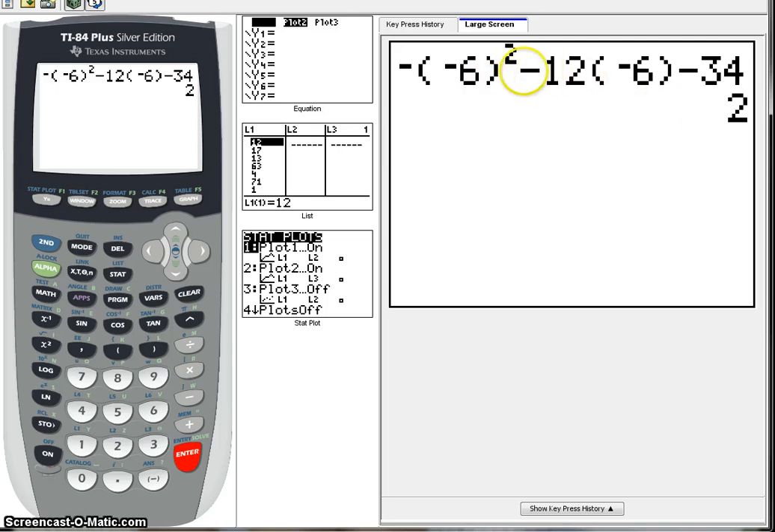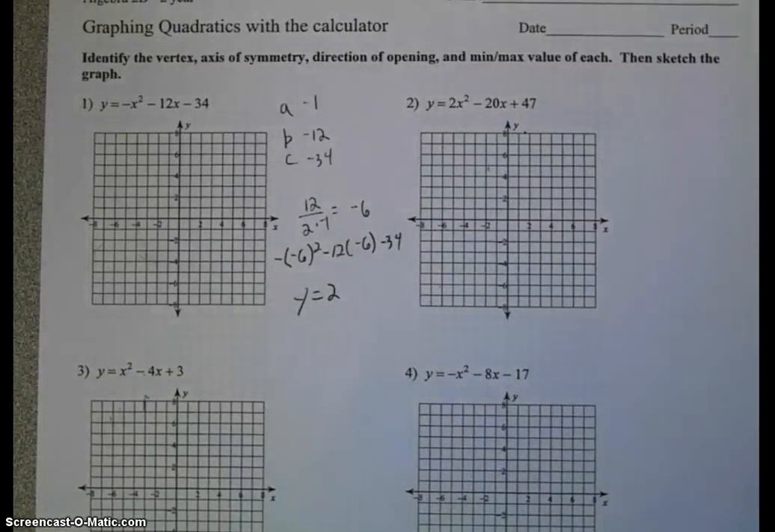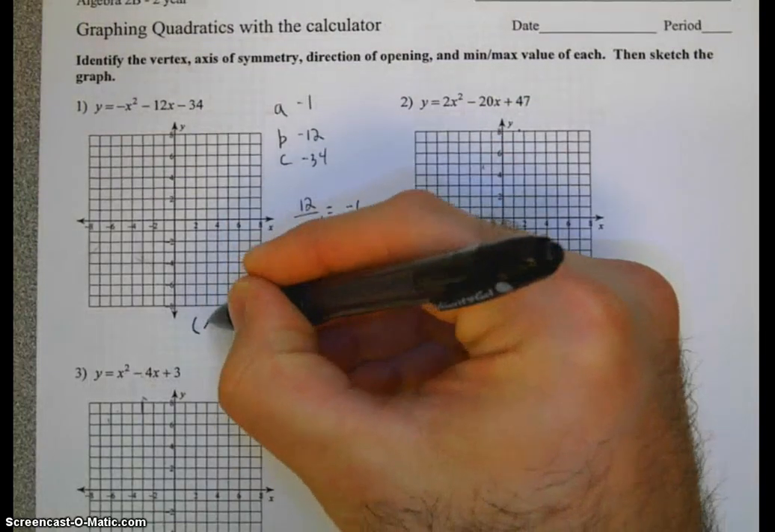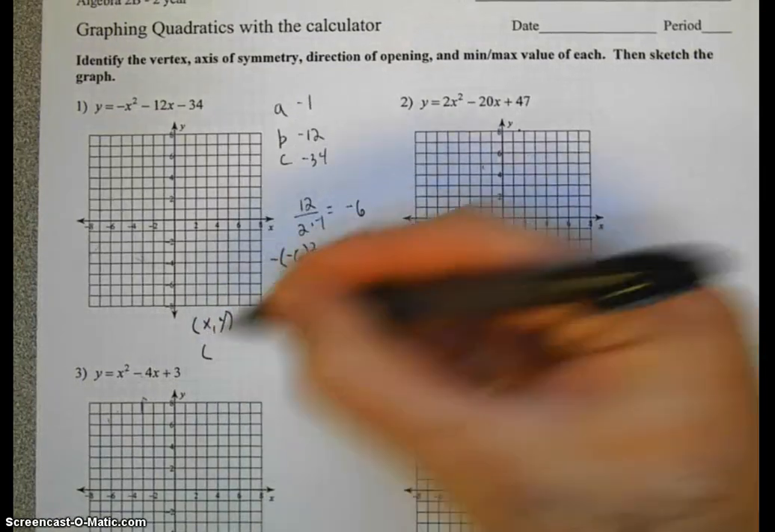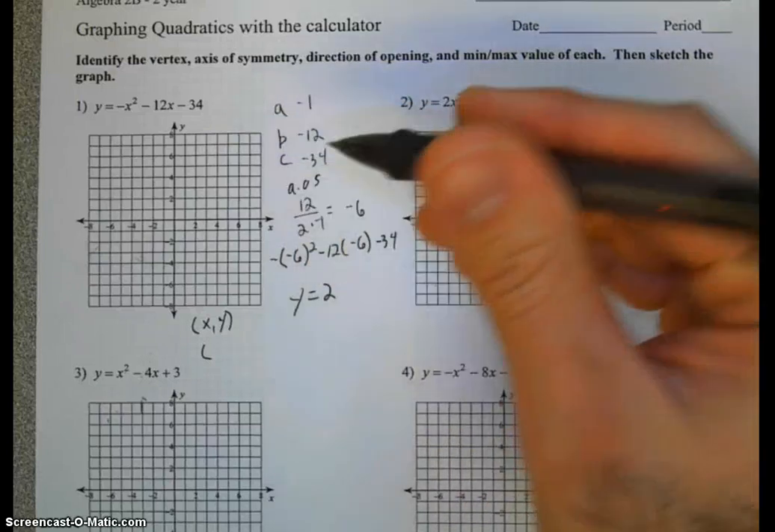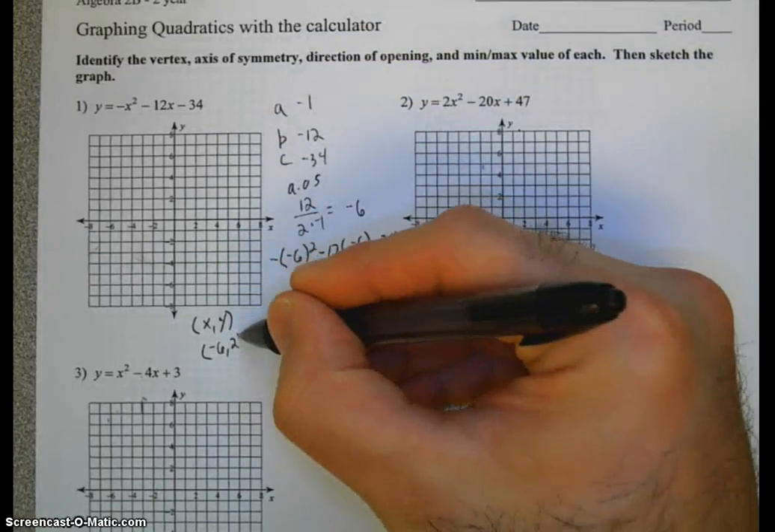And also with the minus, you want to make sure you're hitting the minus button and not the negative button to get the proper value. So my calculator gave me the value y equals 2. So my vertex is an xy value. My x, we found using the axis of symmetry, was -6, and my y was 2.